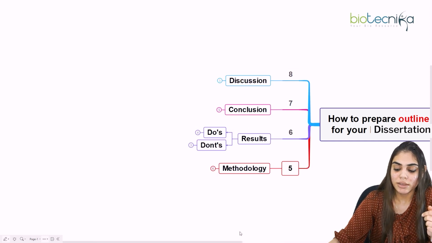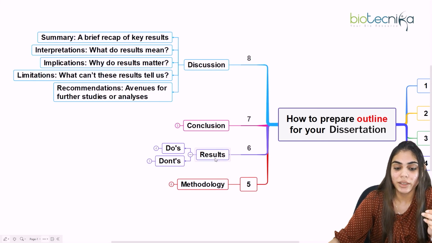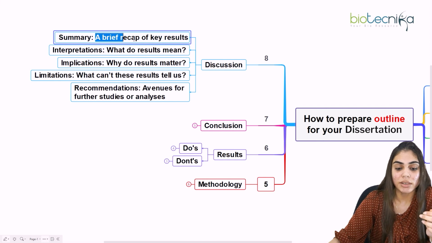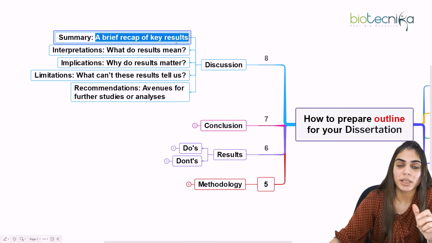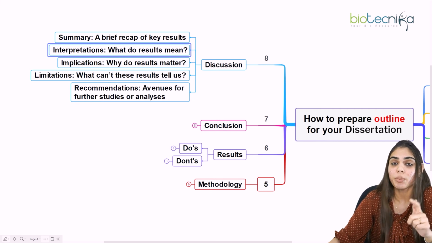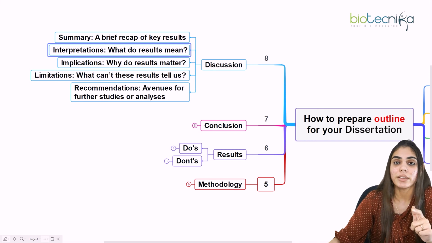Now the last is discussion. Now what do you mean by discussion? Means you have to discuss everything. What discussion? You have to summarize a brief recap of key results. Again, you have to write about the key results. That should be a summary part of it. Interpretation, you have to write what you interpreted from your results. Means what your results mean. You have to write the summary for that.